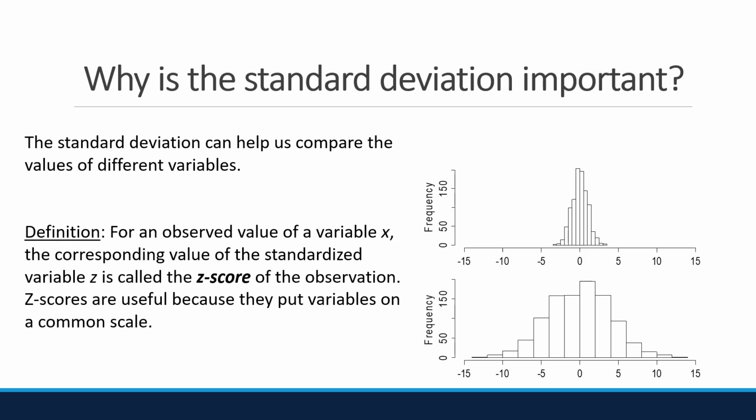Definition. For an observed value of a variable x, the corresponding value of the standardized variable z is often called the z-score of an observation. Z-scores are useful because they can put variables in a common scale. A negative z-score indicates that the observation is below the mean. A positive z-score indicates that an observation is above the mean. A z-score equal to 0 indicates the observation is equal to the mean. The z-score is a measure of relative standing. For instance, a z-score of 3 indicates that an observation is larger than most other observations.